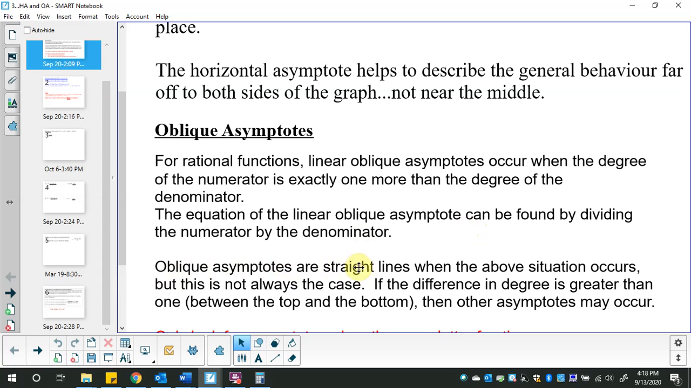Oblique asymptotes in this course are straight lines when the degree of the numerator is exactly one more than the degree of the denominator. But it's not always the case. If the difference between the top and the bottom is more than one, then you have another kind of asymptote. Maybe a parabola, maybe a cubic, maybe a quartic. It depends on the degree difference between the top and the bottom.